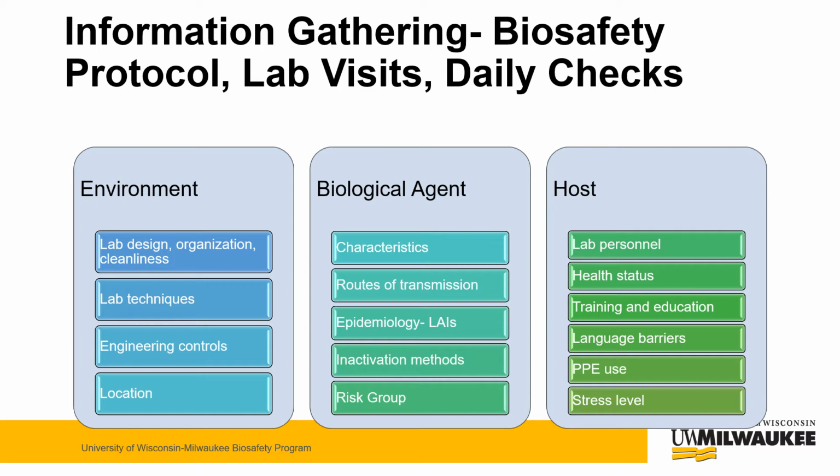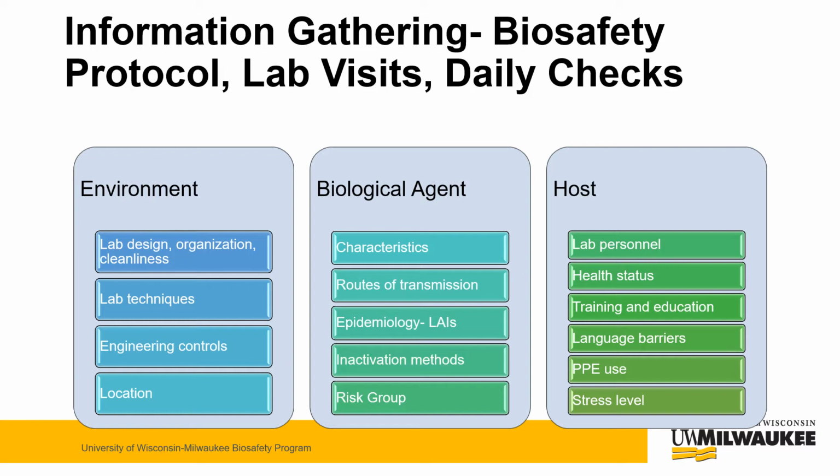Another part of the laboratory environment are the engineering controls you have available in the lab environment, such as a biosafety cabinet and centrifuges with enclosed rotors. The last piece of the environment is the location, and the location matters because it depends on where you are located as to the requirements for containment for certain types of work.